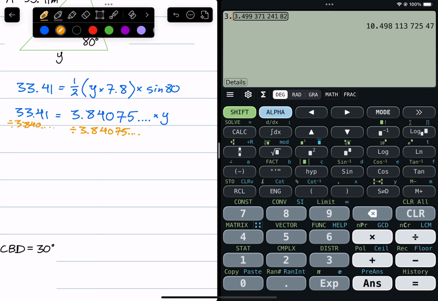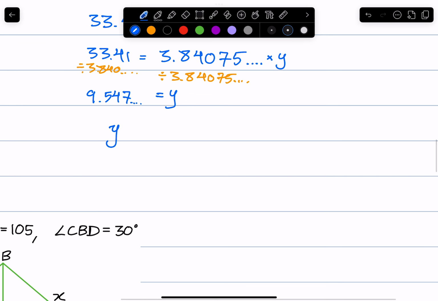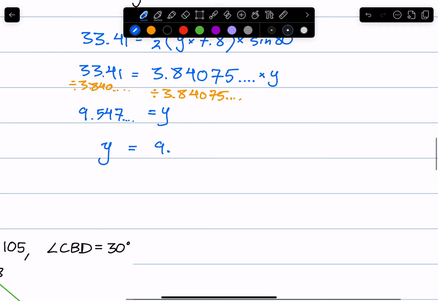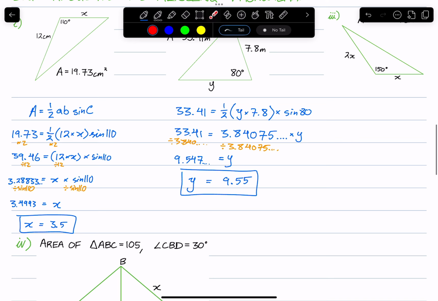So 33.41 divided by the previous answer. That gives us the result 9.547 equals y. And so rounding this to 2 decimal places, we get y equals 9.55. And that is a shorter way of doing this. Rather than doing multiple divisions, we do 1 multiplication and then 1 division.